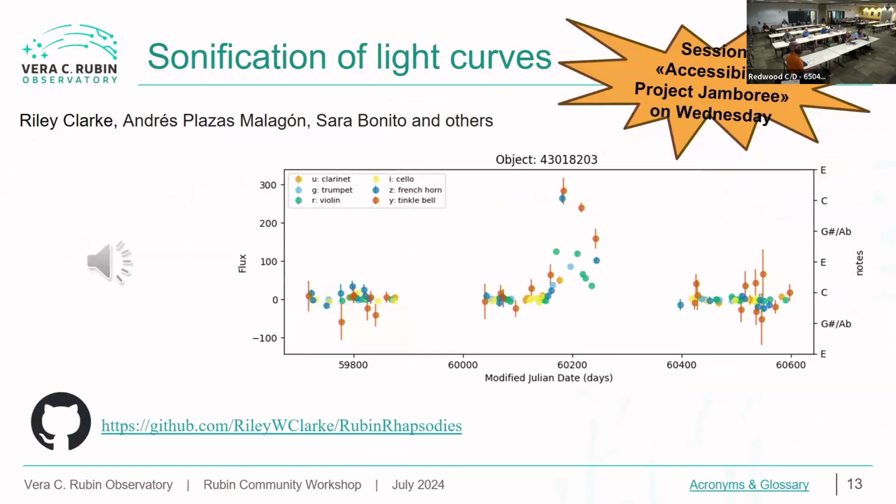This is an example of a type Ic supernova sonified. This is an ongoing project because Riley, Andres, Sara, and others were trying to install all the software for sonification within the Rubin Science Platform. It is still ongoing because there was some problem with the requirements needed to install this software within this platform. But if you want to join this effort, you can just talk with them.